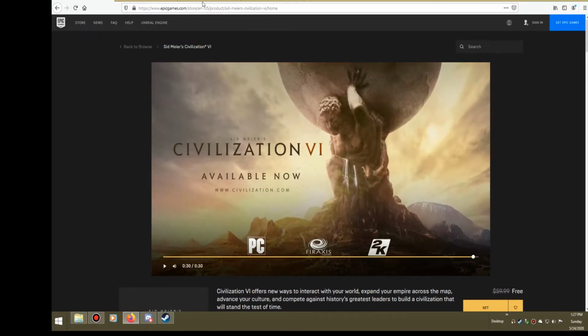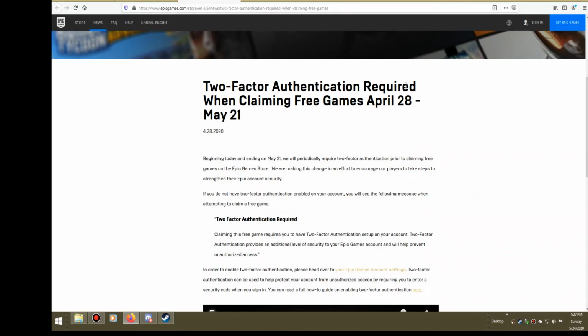It does require, I believe, two-factor authentication when claiming games as of April 28th. That's about the only thing. If you already have the Epic Games account, it's not that big a deal.